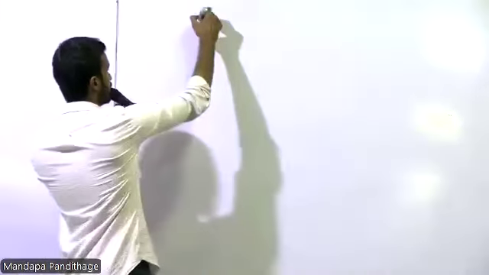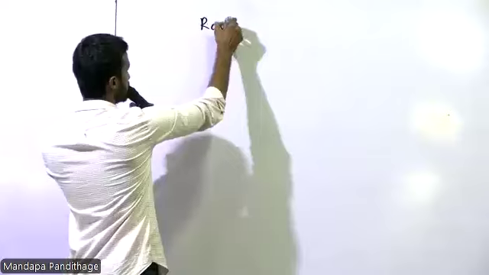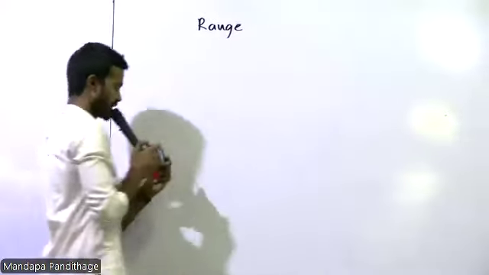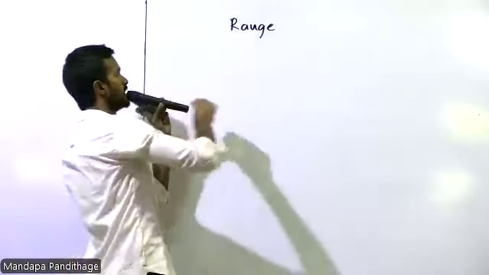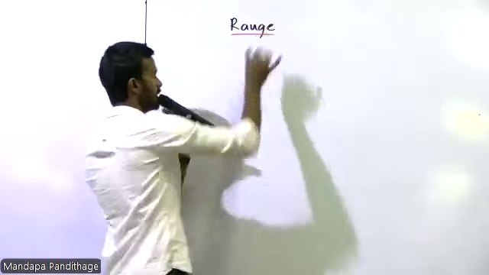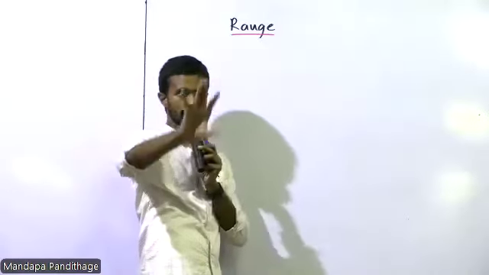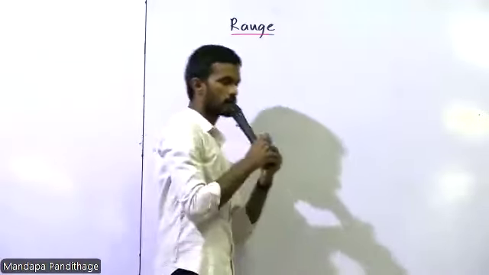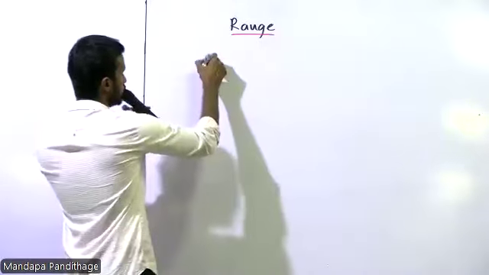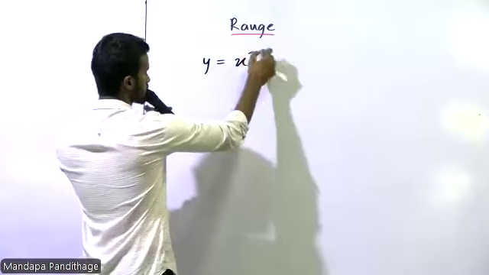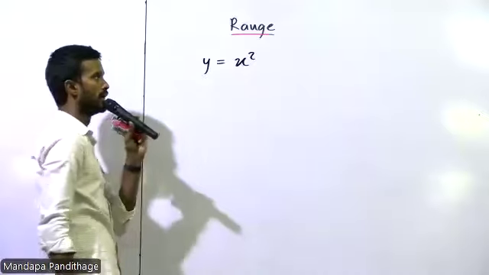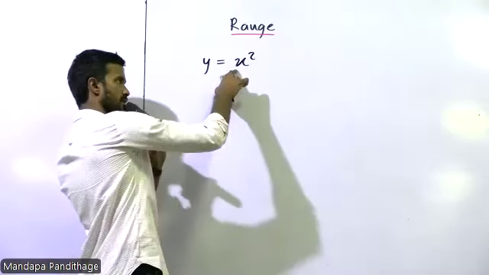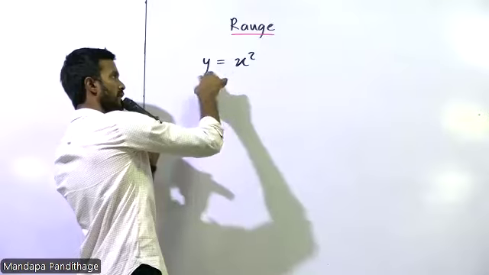But now we have to find the range. So I told you, what is the domain? The domain is the set of x values that make y real. So that's why I told you, when we have y is equal to x squared, we just thought about the x values that make y real.